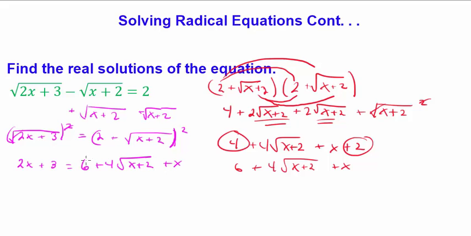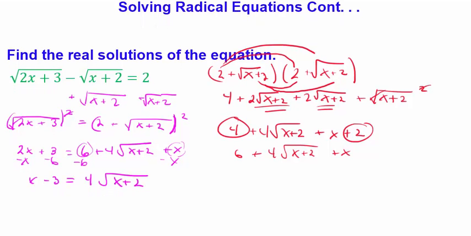Now what I will do is move the constant 6 and the variable x over to the left side because we have some like terms on the left side. So I'm going to subtract 6 and I'm going to subtract x. So now I have on the left side x minus 3 is equal to 4 times the square root of x plus 2. From here, what I'm actually going to do is square both sides again.